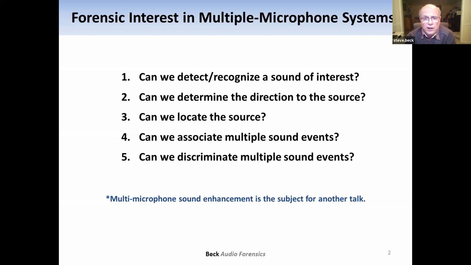So there's really about 5 questions that I'm going to talk about. Can we detect and recognize a sound? Can we determine the direction to the source? Can we locate the source? And then a couple of extra things, and this goes in with my analysis I just finished up. Can we associate multiple sound events and discriminate between multiple sounds?